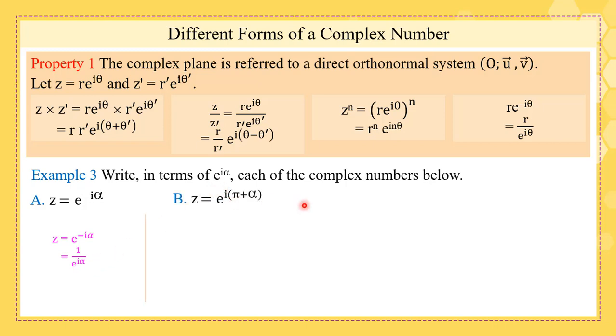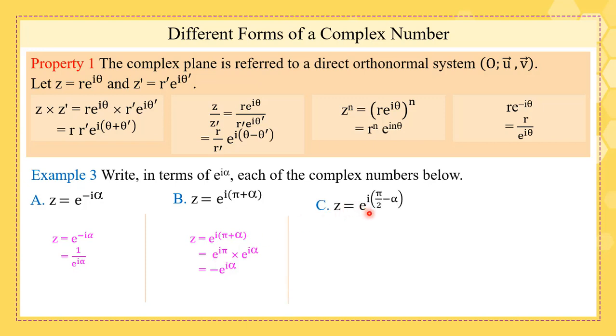Let's see this case. In this case, if we distribute the exponent and then we divide the exponential into two parts, e^(i pi) is -1 and this is e^(i alpha). How do we find e^(i pi)? We can use the calculator or we can memorize it.